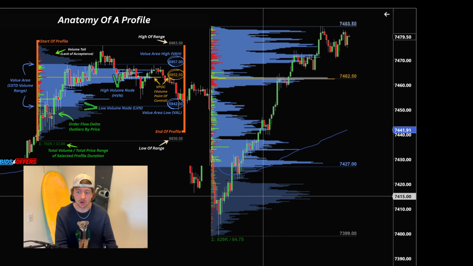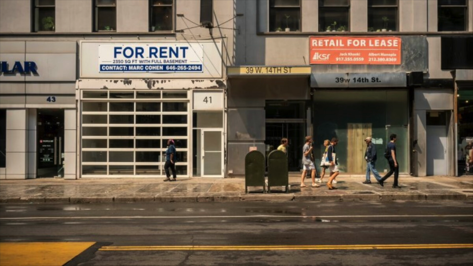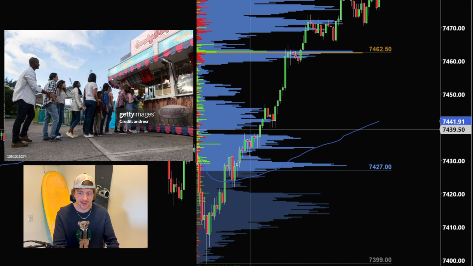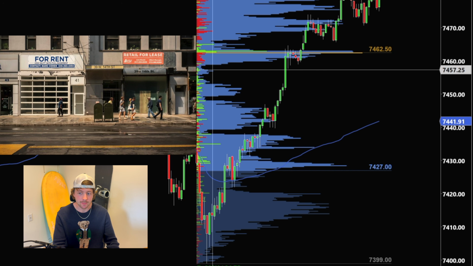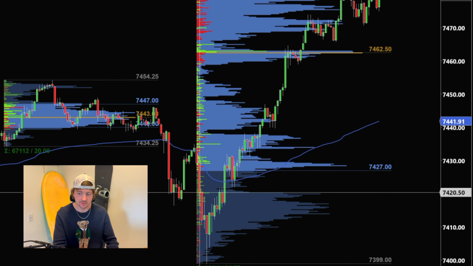Zones like these can often be viewed as consolidation areas, support, or resistance areas. To keep it very simple, what I want you to remember is that high volume nodes on one hand are areas where people are happy to transact, and low volume nodes, on the other hand, are areas where people are not happy to transact. These areas are very easily reflected in the profile like this: happy to transact, not happy to transact.